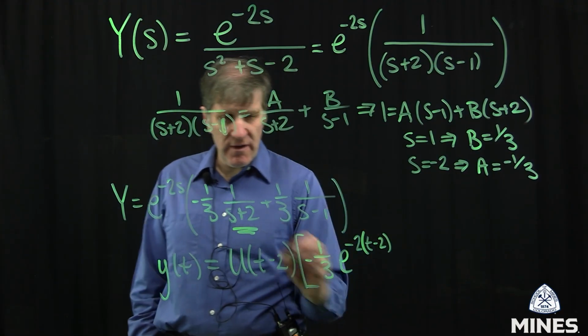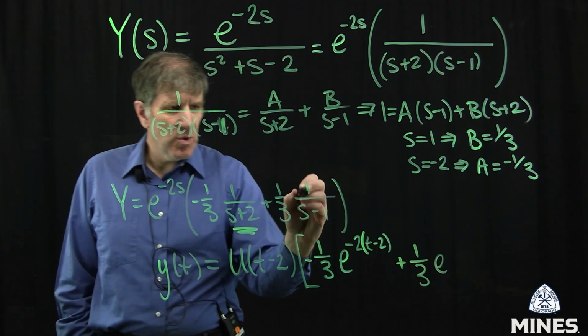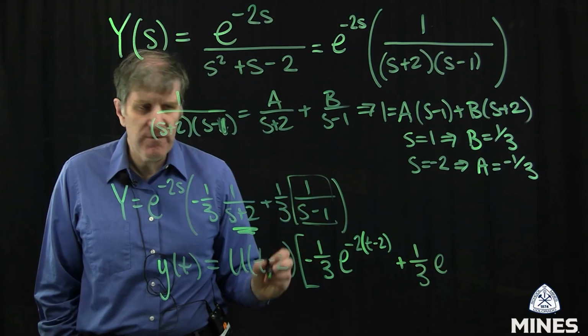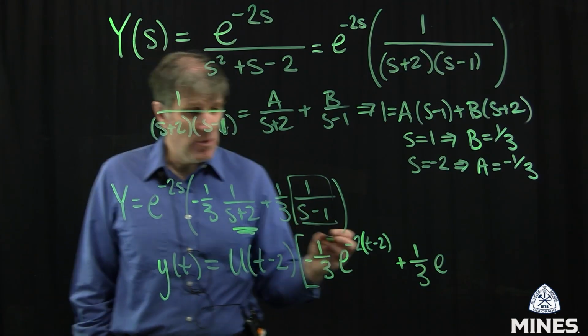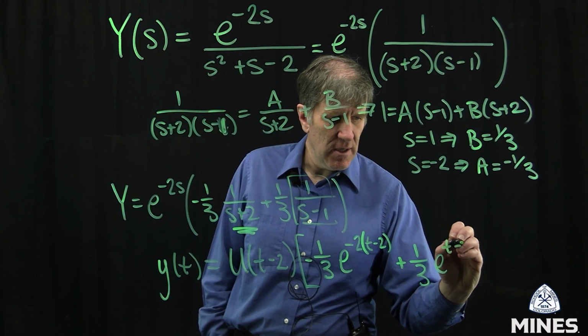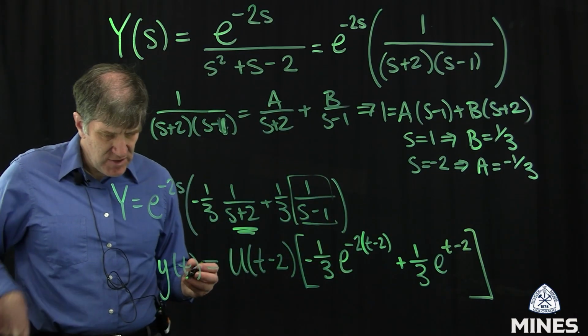And then we have a plus 1/3, and this here would invert to e to the t, e to the positive t. So we replace that t with t minus 2, so e to the (t minus 2). And we have our inverse Laplace transform.